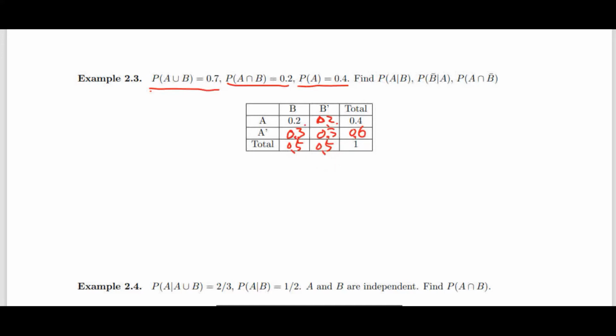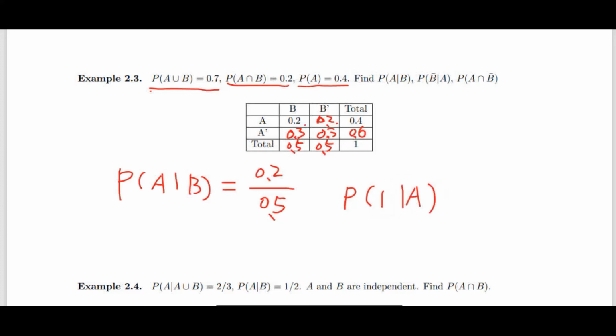So with this table, we can find this probability easily. So what is this probability? This is among B. So among B, the B is 0.5. Among this 0.5, how much for A? So A is 0.2, right? And what is this, A among A, how much for B bar? So among A is 0.4. Among A, how much for B bar, not B, so 0.2, right? And this A and B bar, this cell, A and B bar, 0.2.